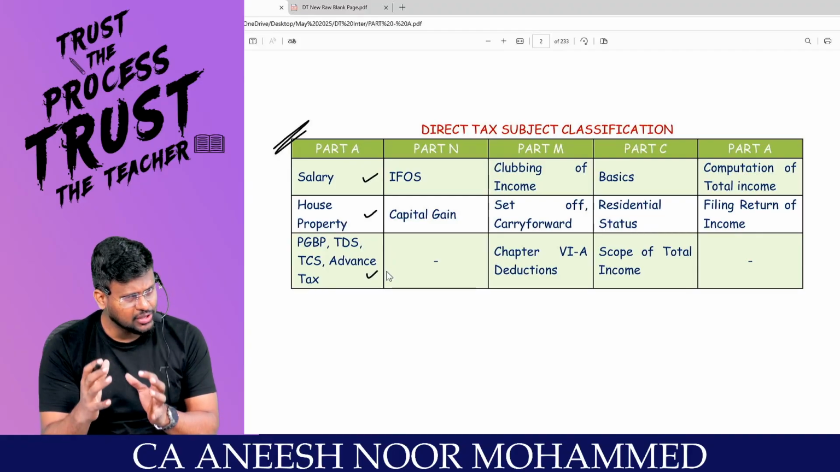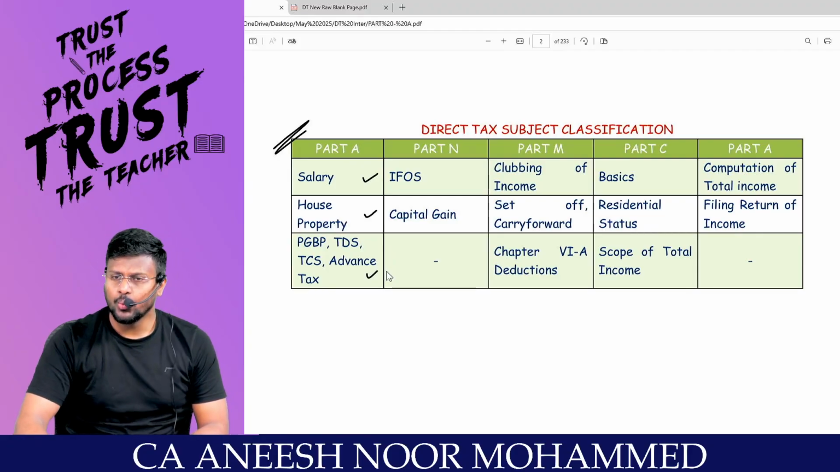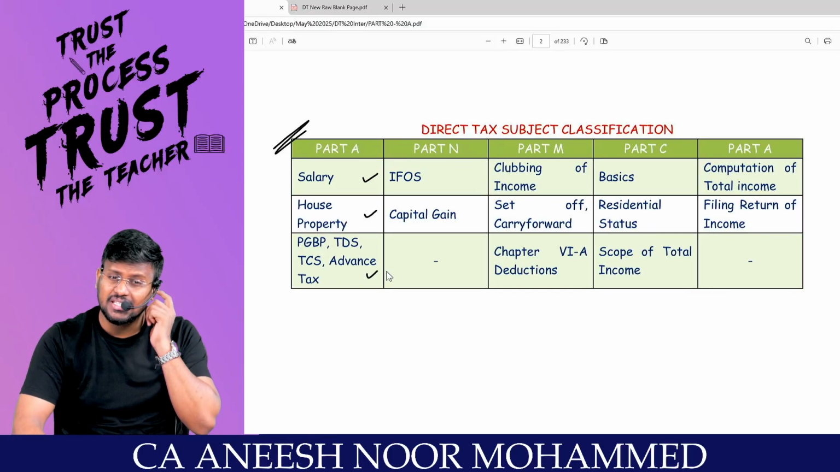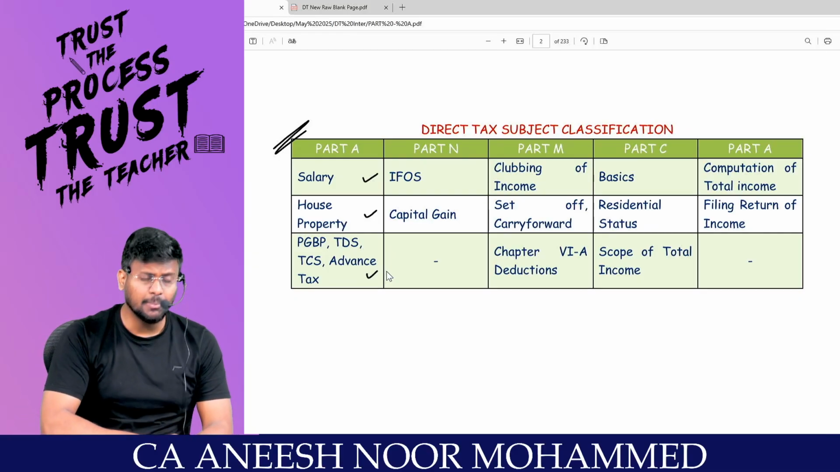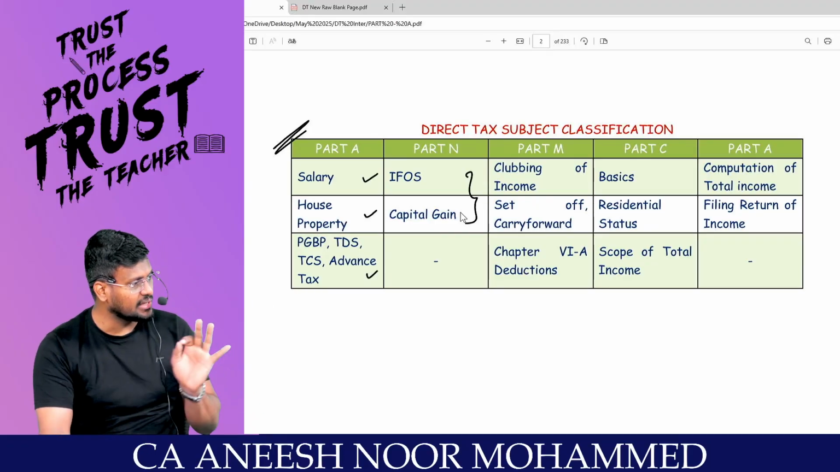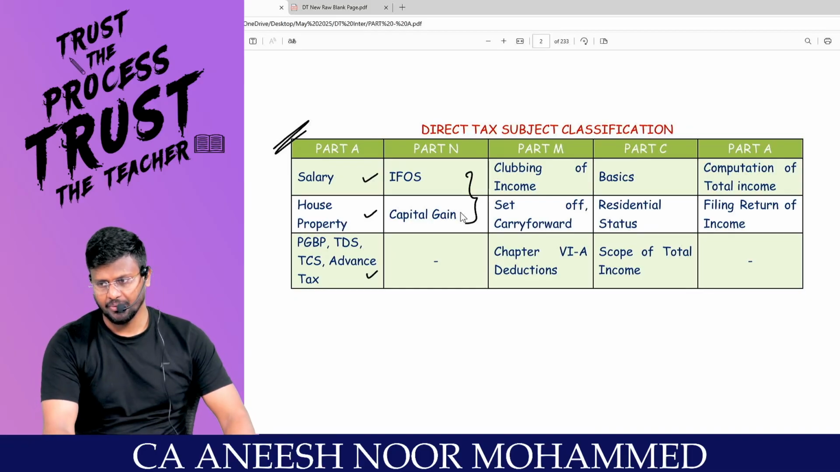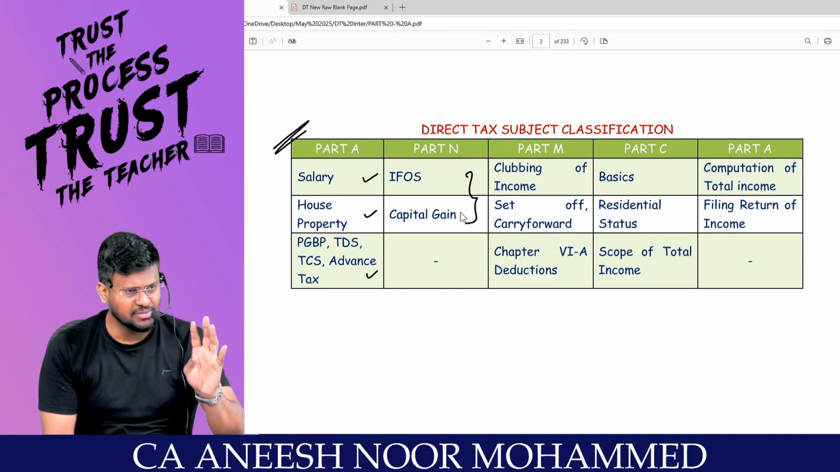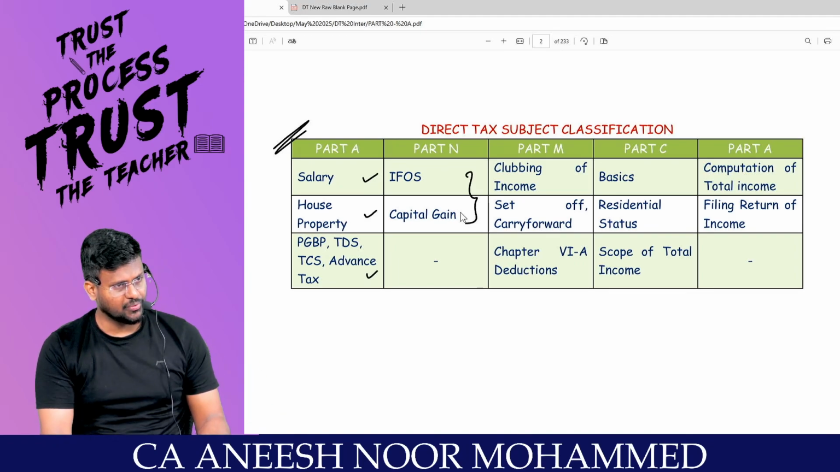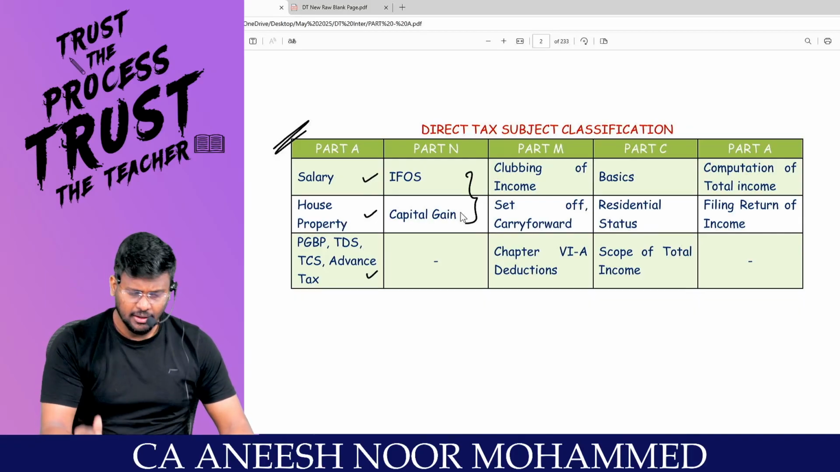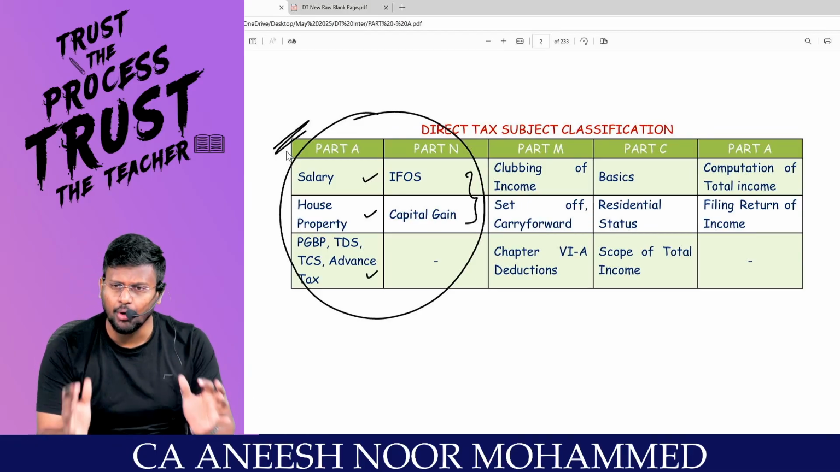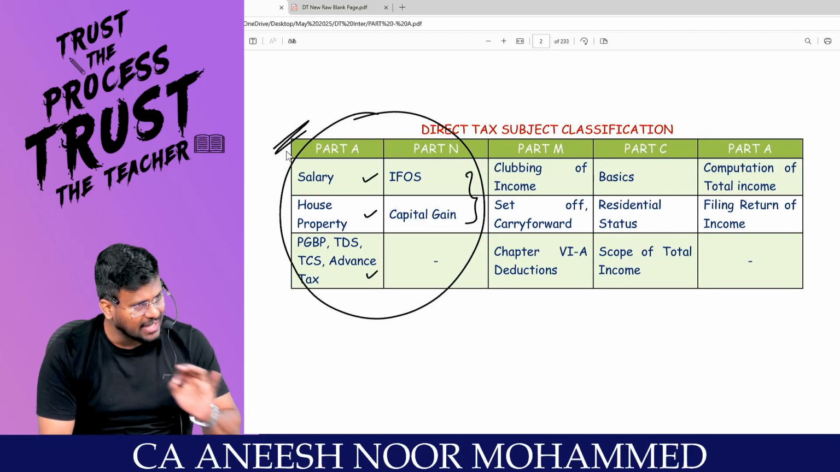So of the 5 major heads of income, we first do salary, then house property and PGBP, read with TDS, TCS and advance tax. In part number 2, we will talk about IFOS and capital gain. These are connected topics: income from other sources and capital gains. The 5 heads of income are income from salary, income from house property, PGBP, capital gain and IFOS. So mainly the first 2 parts will be talking about the heads of income, which is the most important part of direct tax. We will finish that at the start.